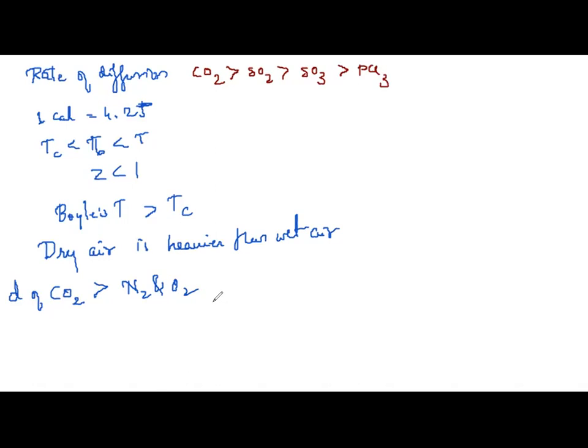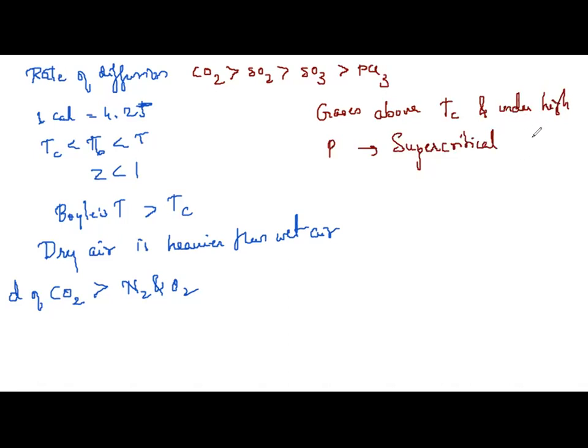Gases above critical temperature and under high pressure have a special name. They are called supercritical fluids. So gases above critical temperature and under high pressure are called supercritical fluids. These fluids are used for very fast separation of a mixture into components.